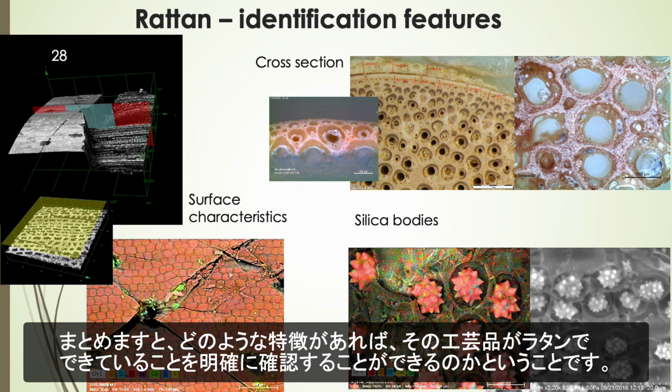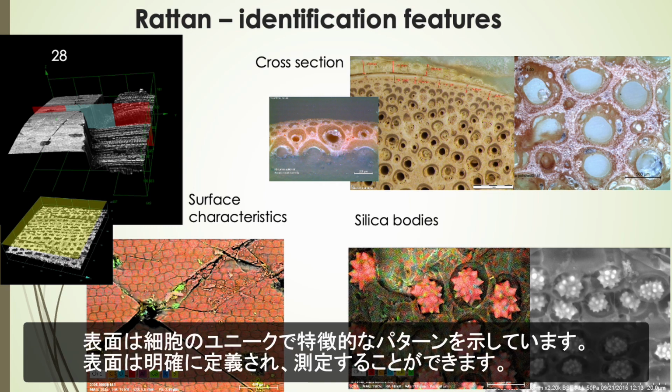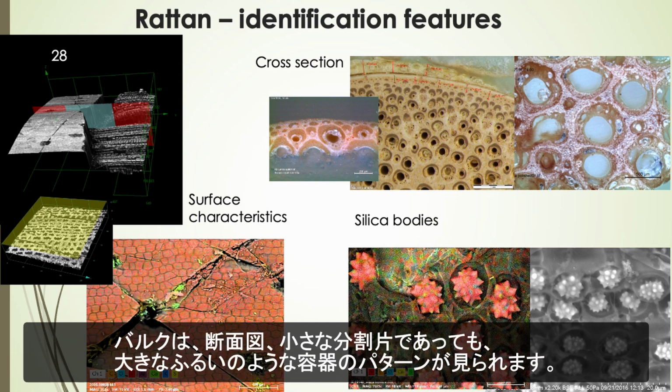So in summary, what features can be considered as identifying rattan, that unequivocally could confirm whether an artifact is made of rattan or not? I would group those features in two categories. One would be surface and the other one would be bulk. So the surface, which shows a unique and characteristic pattern of cells, is grouped on the left side. The surface also could be clearly defined and measured. On the right is a group of bulk material.